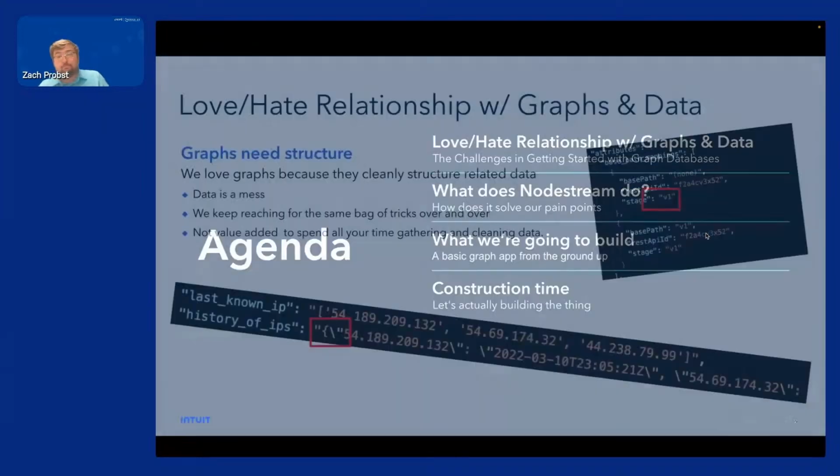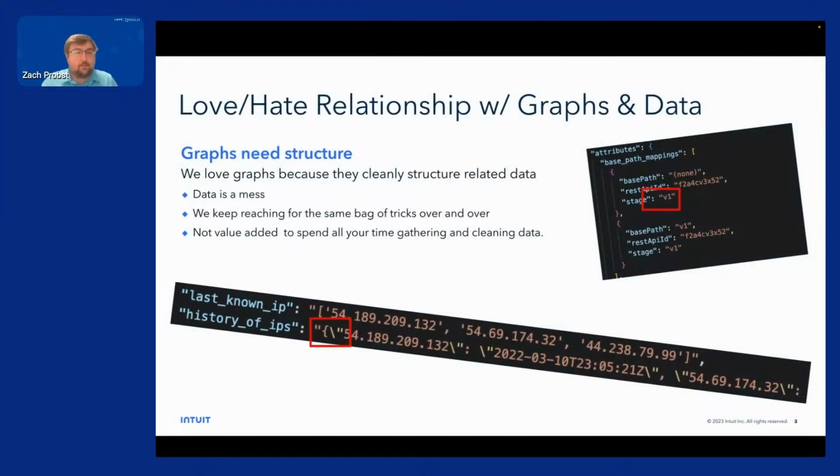We're all here because we love graphs. Graphs are cool because they help you relate data together and cleanly structure it for you. But the reality of the situation is that data is a mess. There's all kinds of data that is mistyped. There's data that's encoded in weird ways. There's data that doesn't make sense, that's ambiguous. And it's hard to process data like that and make value out of it.